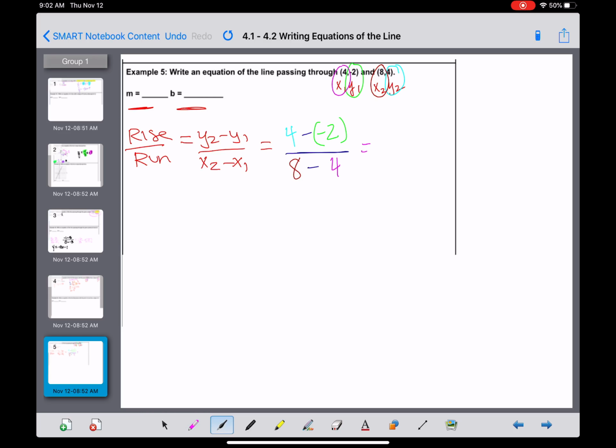So once I simplify, 4 minus negative 2 is really 4 plus 2. 8 minus 4 is 4. I can reduce that down to 3/2. So I have a slope of 3/2. Now we're going to choose any coordinate. We can choose x1, y1, or x2, y2. I'm going to choose my second coordinate because it's positive numbers. And we're going to plug into y equals mx plus b again.